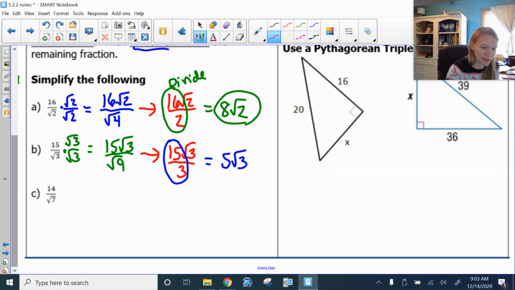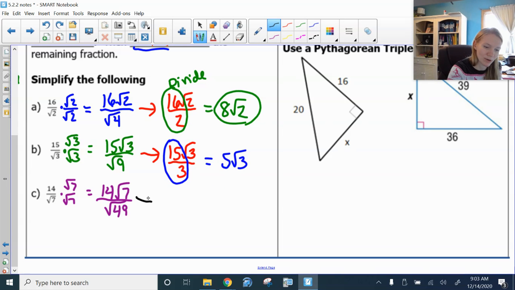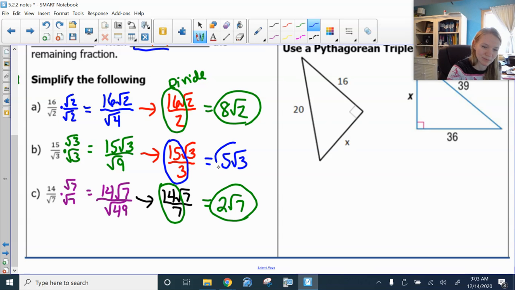So 14 divided by square root of 7, I should end up with 2 root 7 because 14 and 7 can divide. I can multiply both top and bottom by the square root of 7, which technically gives me 14 root 7 over square root of 49. But I know that the square root of 49 is just 7, which means that I can then divide, and I get 2. There's my answer.